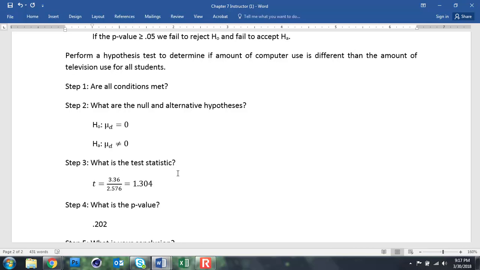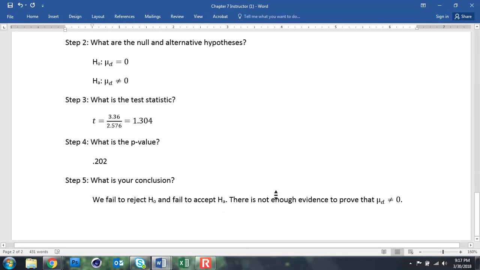We go to our table. We use 34 degrees of freedom, round down to 1.30, and our p-value is 0.202, which is greater than 0.05, which means it's not significant. Like I said, it shouldn't have been significant. And we fail to reject the null. We fail to accept the alternative. There is not enough evidence to prove that mu sub d is different than 0. There's not enough evidence to prove that computer use is different than TV use among all college students. And that's Chapter 7.